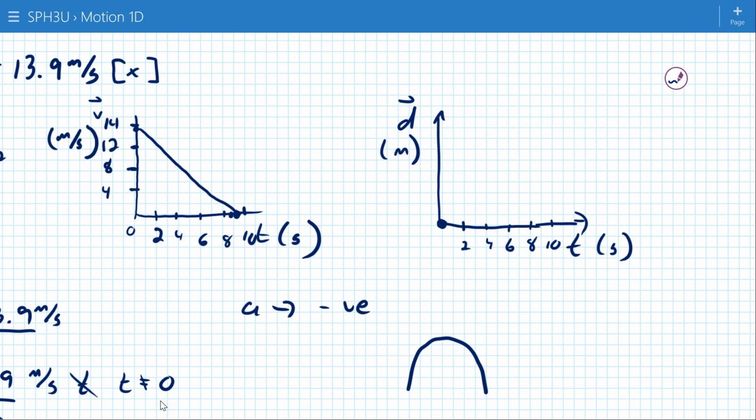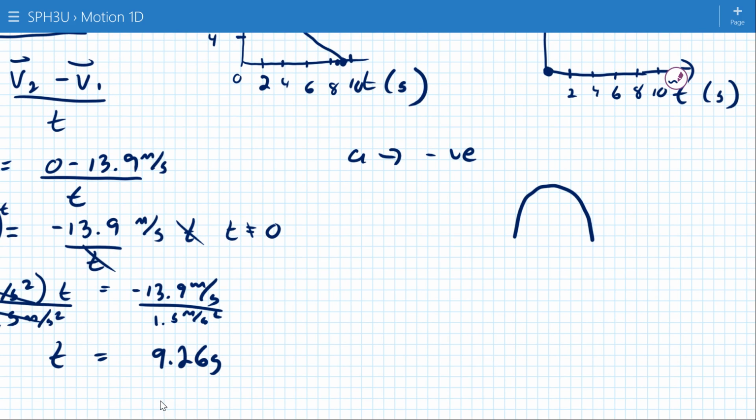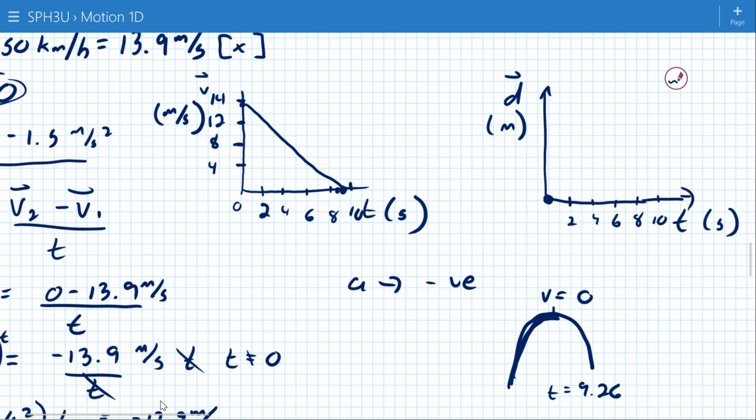And I know at 9.26 seconds, I'm going to hit a velocity of 0, or my vertex. So this part of the parabola has to happen at t equals 9.26. So what I can see here then is that I'm taking this section right here of the parabola, something like this, where I attempt to flatten them out right about there.